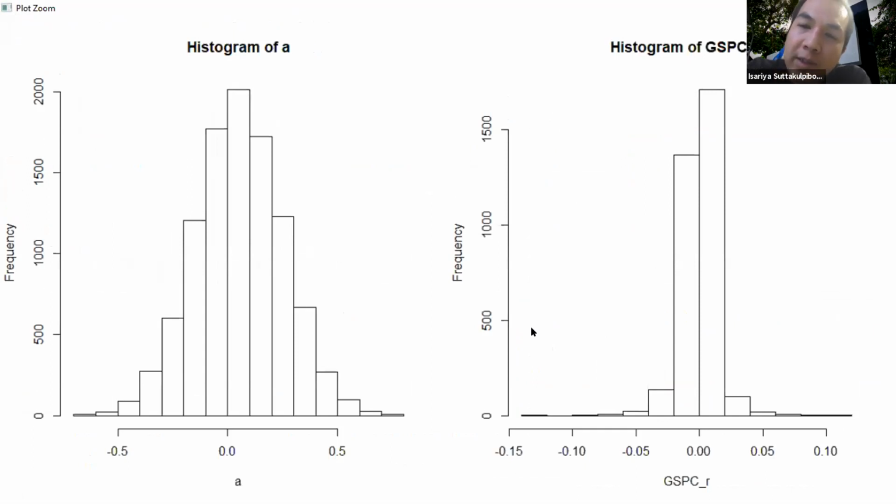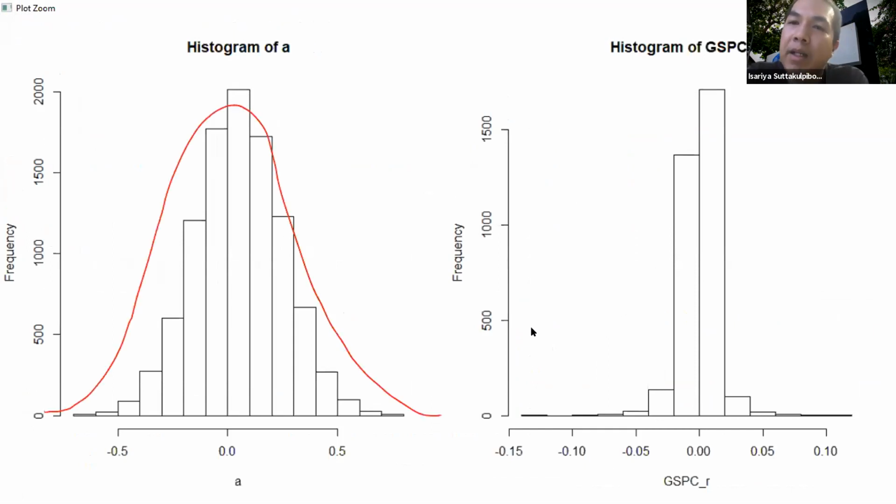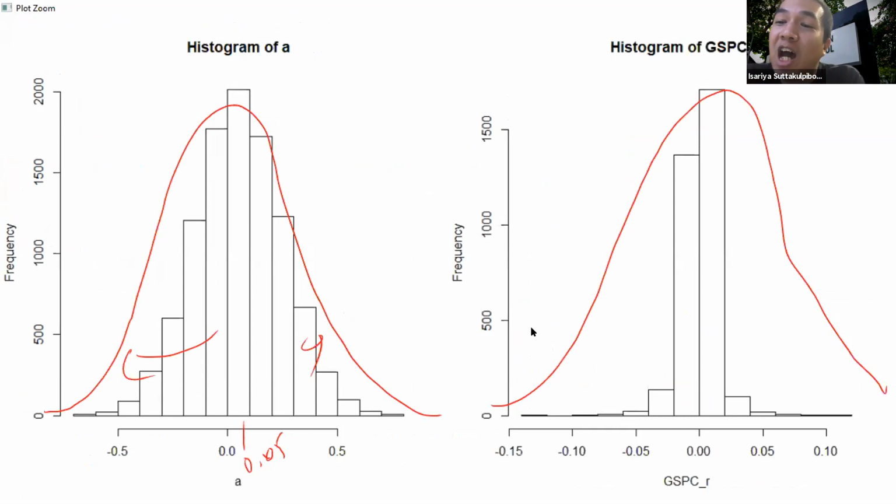If you look at the normal distribution, beautiful, right? This is like a bell-shaped, symmetric, around 5%, right? Okay, according to the theory. But for GSPC, if it's normal, it's probably going to look like this, right? But this is not. It doesn't look like that at all, right? Why? Because if you look at the peak, it's very narrow.